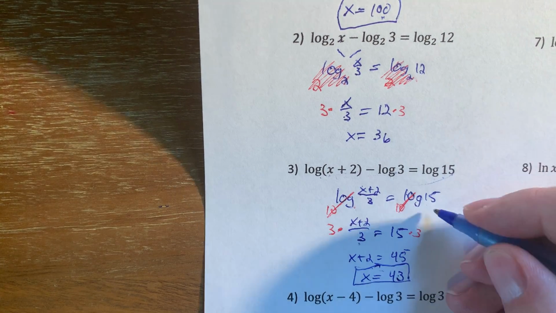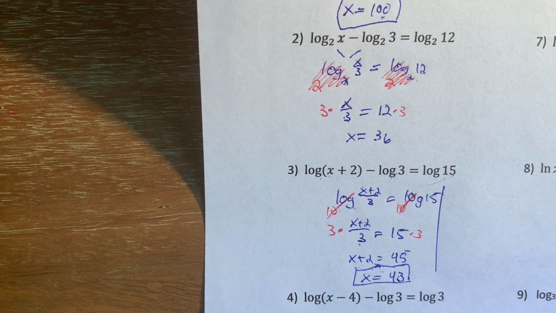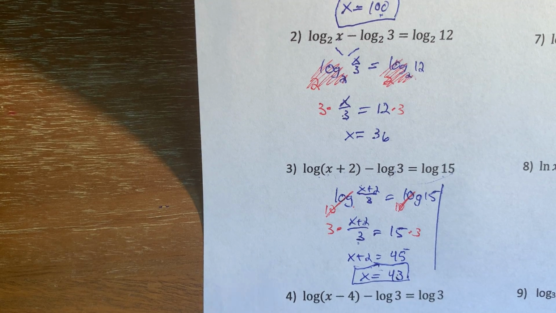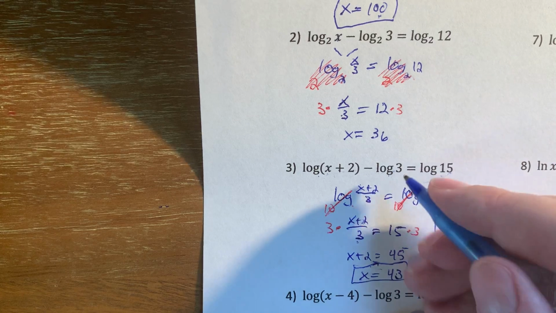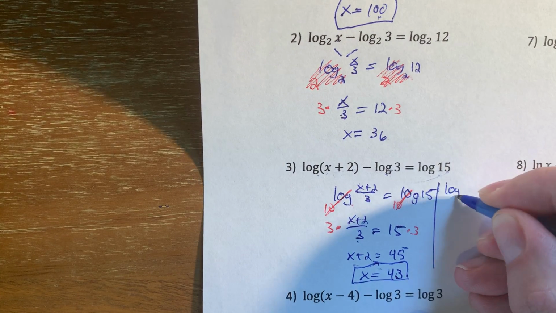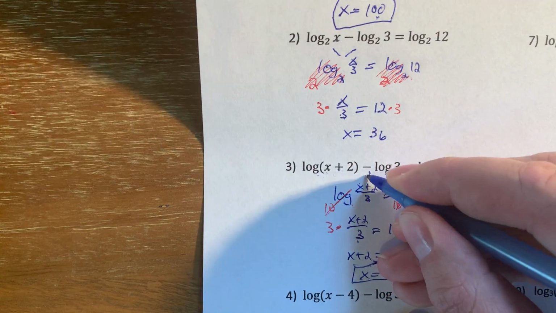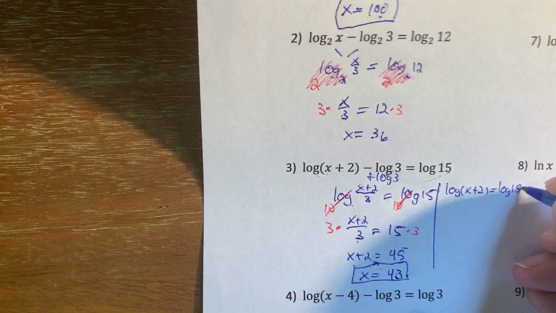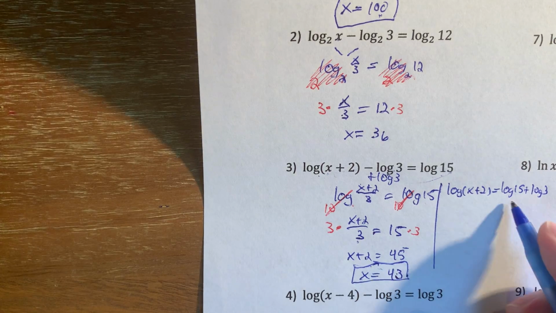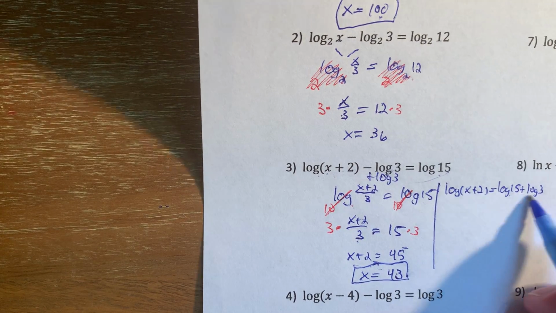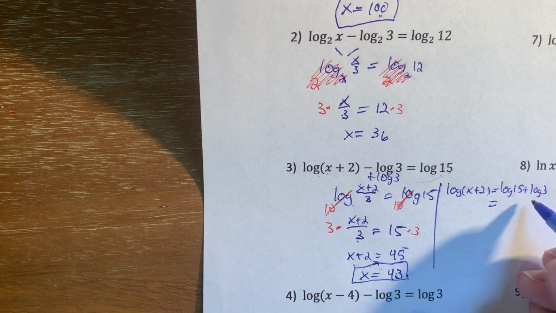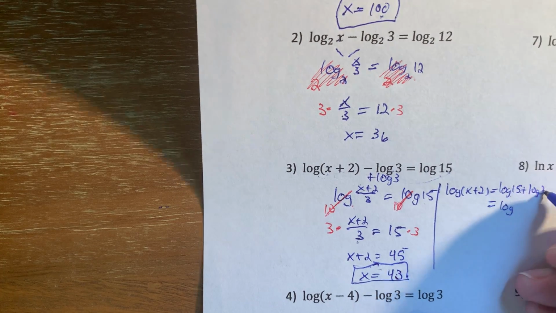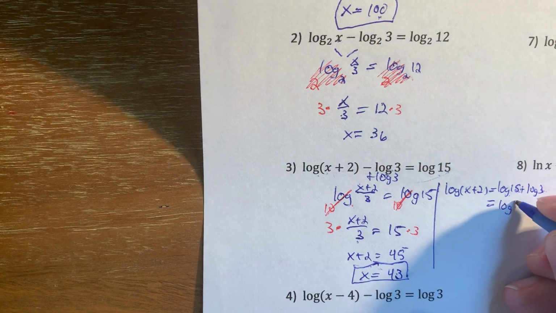I want to show you guys, with these log ones, because we're using properties, we can usually rearrange it and do it another way. I just want to show you, we could have moved this log 3 to the other side. So I'm going to add log of 3 to both sides. So we get log of 15 plus log of 3. And we can do this a different way now. We can combine these. These are adding. And when you add 2 logs, you multiply the inside. So 15 times 3 is 45.